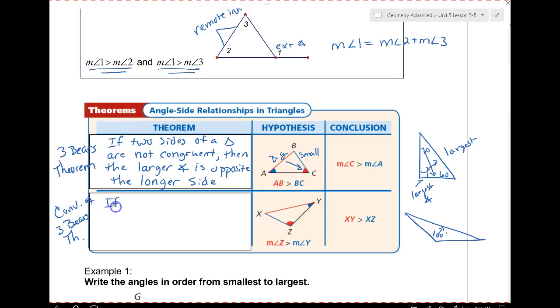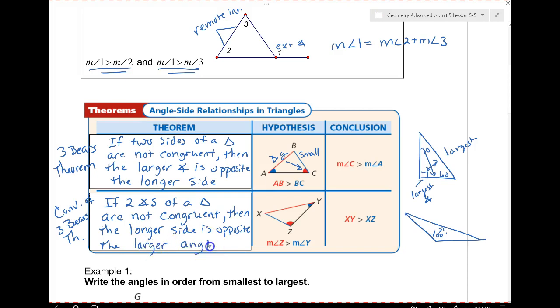So let's write this one down. If 2 angles of a triangle, guess what they're going to be? Not congruent. Then the longer side is opposite the larger angle. So here, look at the comparison. We said here, angle Z is the larger one. We got angle Y is smaller. So that means that segment XY is longer. Guys, does that feel like common sense in a lot of ways? And we kind of instinctively do this, but we've never really put it down on paper before.